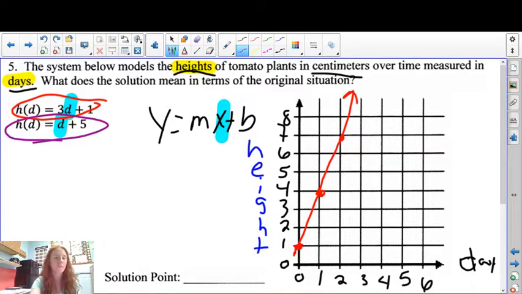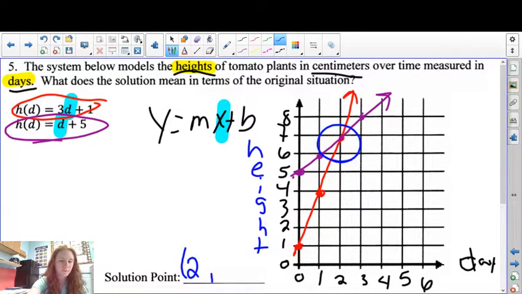Let's go ahead and graph the second one now. So we start up at 5. Wow, this is a really tall plant. And then I go up 1 over 1, up 1 over 1, up 1 over 1. Again, he's only a ray as well. And I see my solution point pop out. So I see 2, 7.